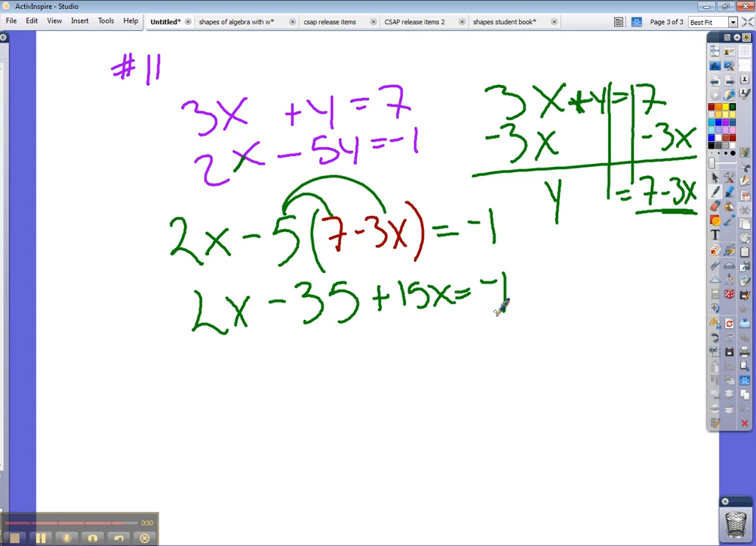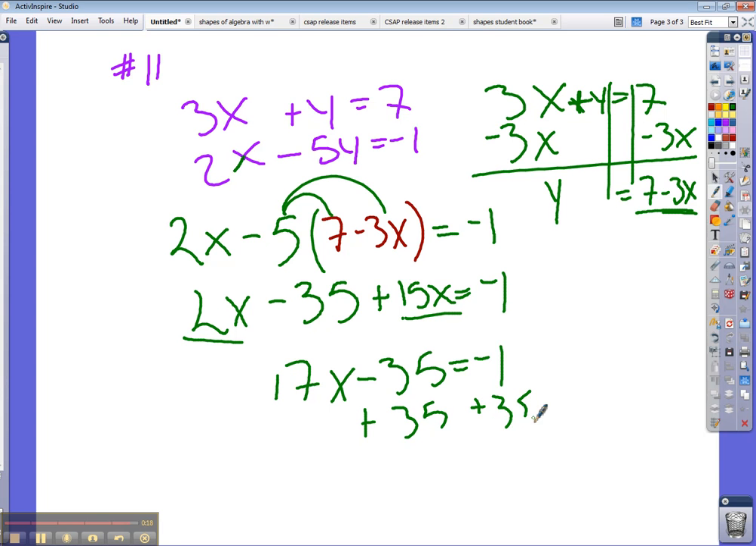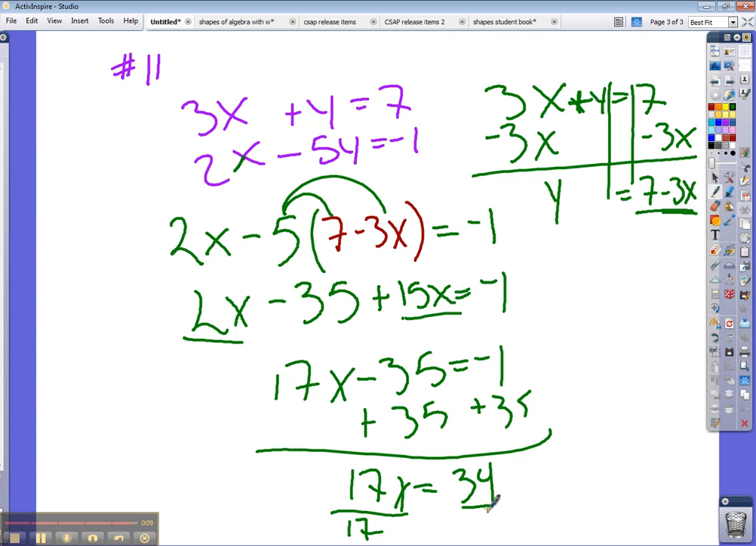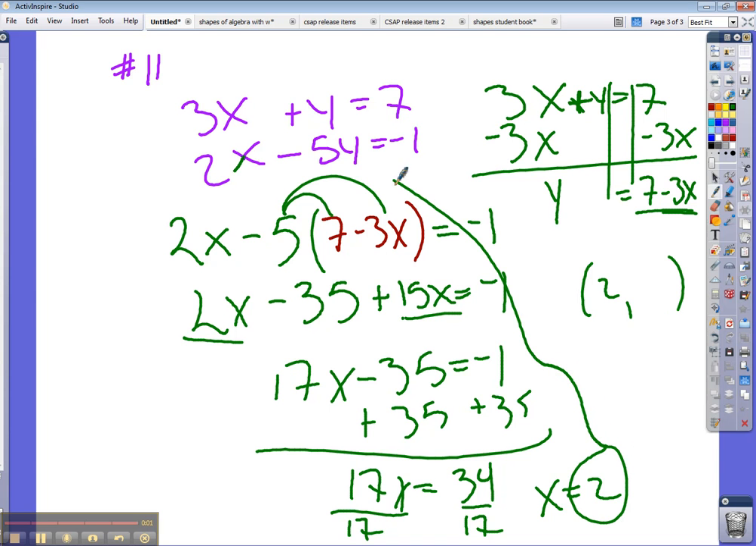So now let's add the similar terms. So I have 17x minus 35 is equal to negative 1. Plus 35, plus 35. So I get 17x is equal to 34. Divided by 17, divided by 17. Get x is equal to 2. But that's only half the answer. Now you have to take this value and plug it in to one of the 2 equations.